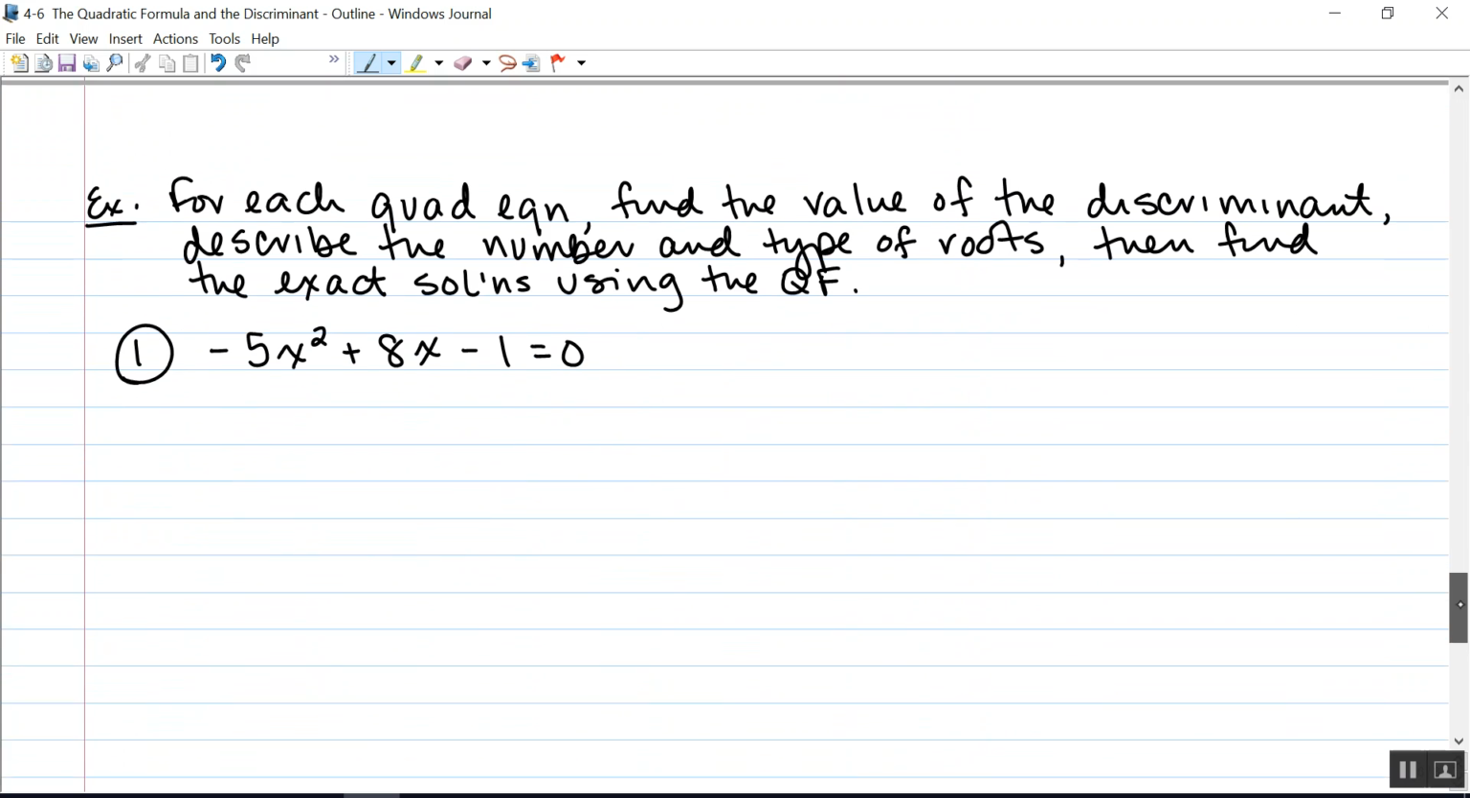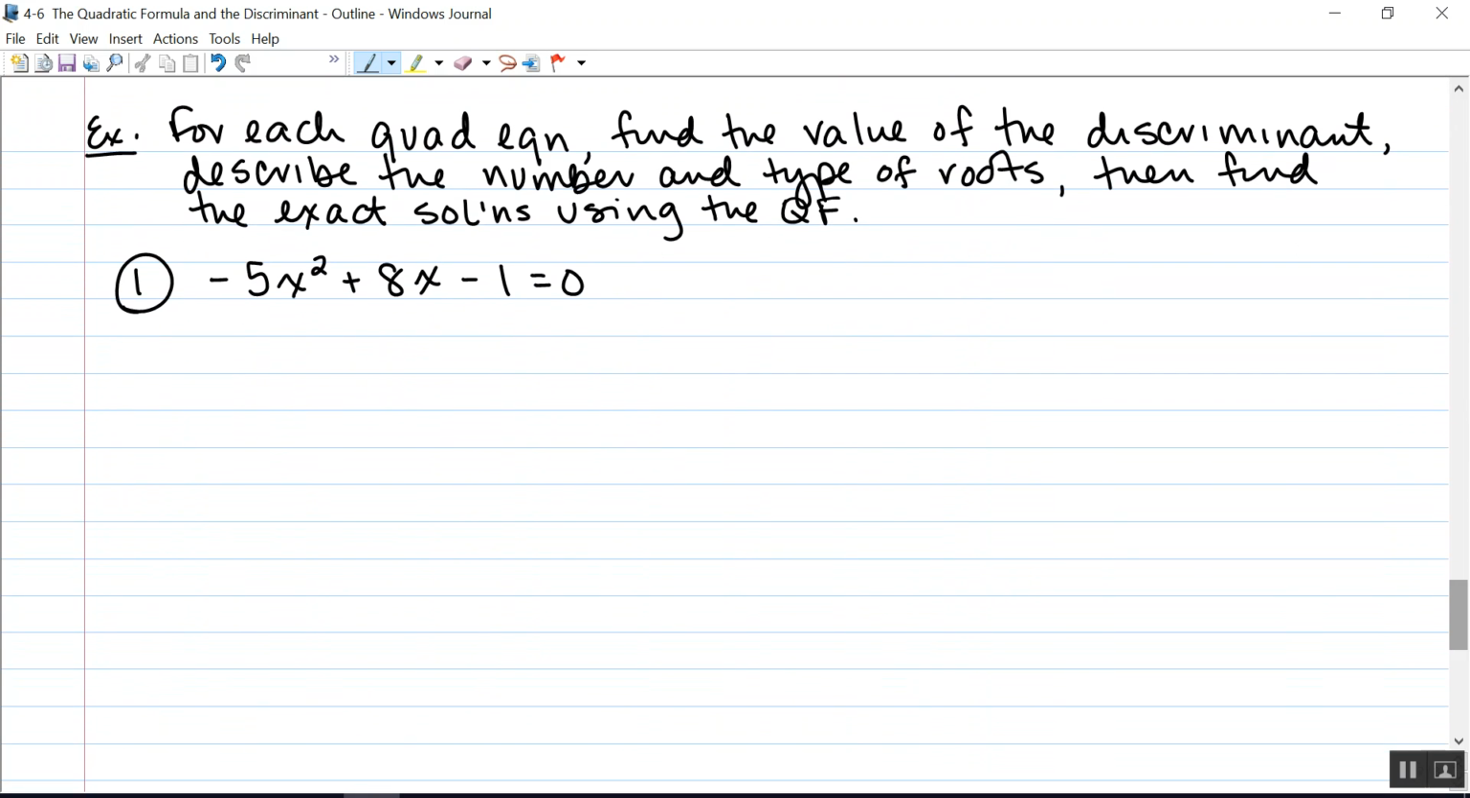So let's take a look at just a couple more examples here. This says for each quadratic function, find the value of the discriminant, describe the number and type of roots, then find the exact solutions using the quadratic formula. So our first step is just to find b squared minus 4ac and see what that tells us about the number and type of roots we're going to have.